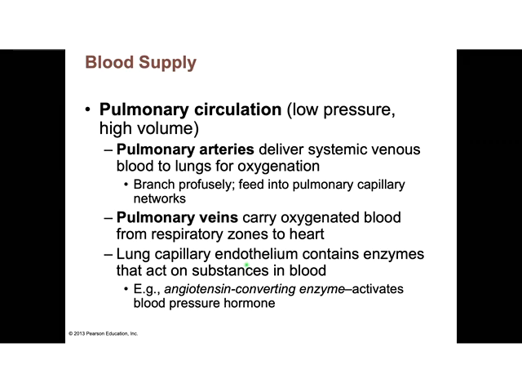So the pulmonary arteries bring deoxygenated blood to the lungs where oxygen is exchanged for CO2, and the pulmonary veins bring oxygenated blood back to the left side of the heart from the respiratory zone, okay? The lung capillary endothelium also has enzymes that act in the blood, such as ACE, which converts angiotensin 1 to angiotensin 2. And as we learned in the circulatory chapter, that's critical for the regulation of blood pressure.